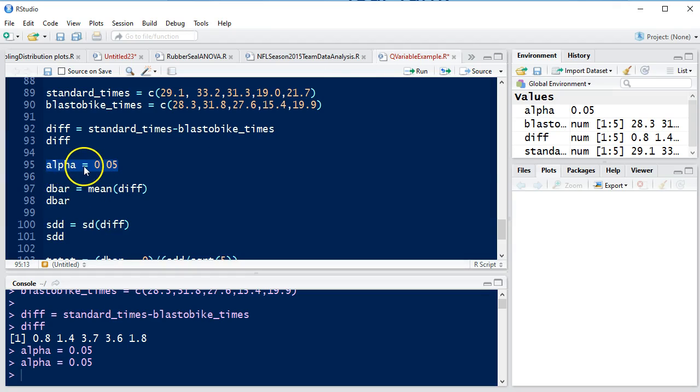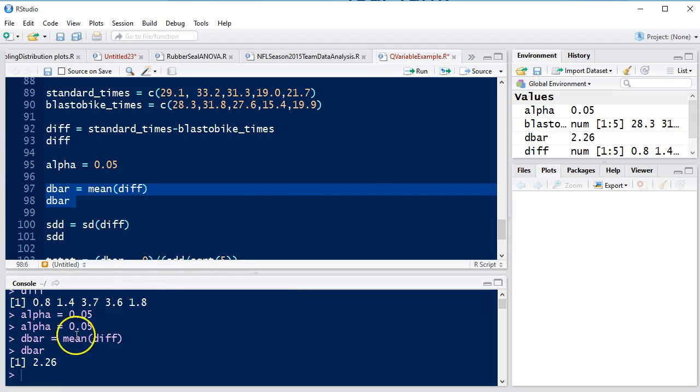And then we're going to do this by hand. So basically take the average of the differences, the standard deviation of the differences, and then calculate our test statistic. So let's first find d bar. This is the average of the differences. And in this case, that is 2.26. So on average, the route times were reduced by 2.26 minutes.